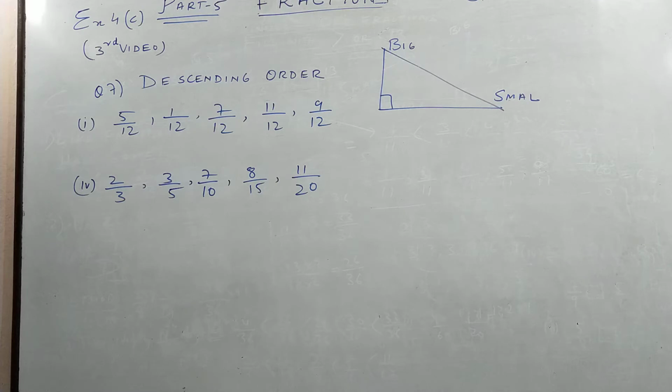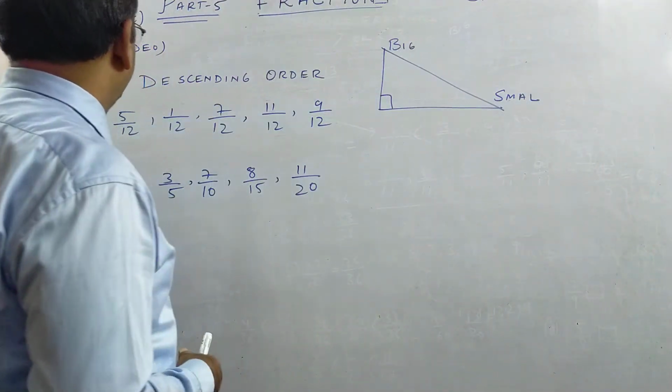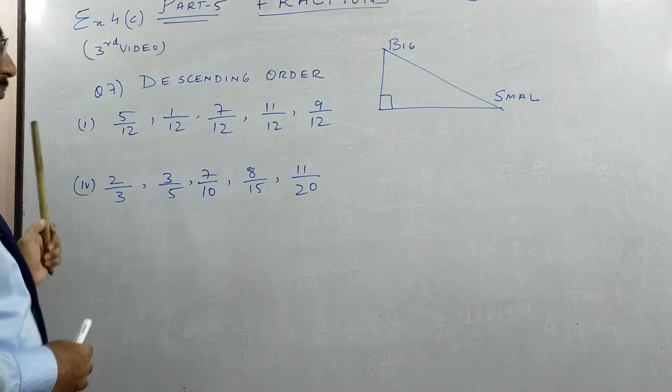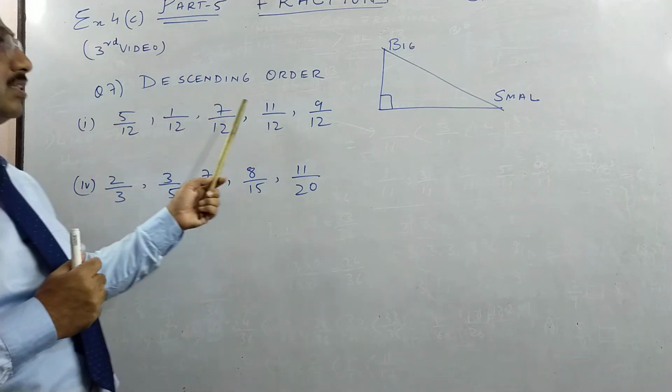So now we move on to question 7, part 1 and part 4. So kindly copy the question. The question is very similar to 6, but here the difference is we have to find in descending.